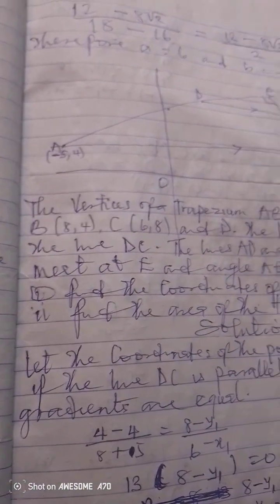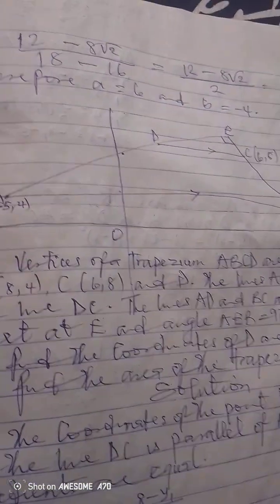Roman figure 1: find the coordinates of D and of E. Roman figure 2: find the area of the trapezium ABCD. Okay, here comes the solution.